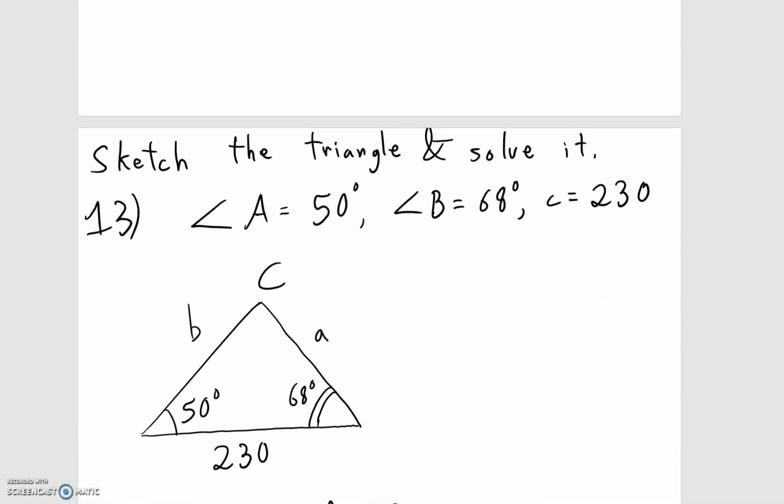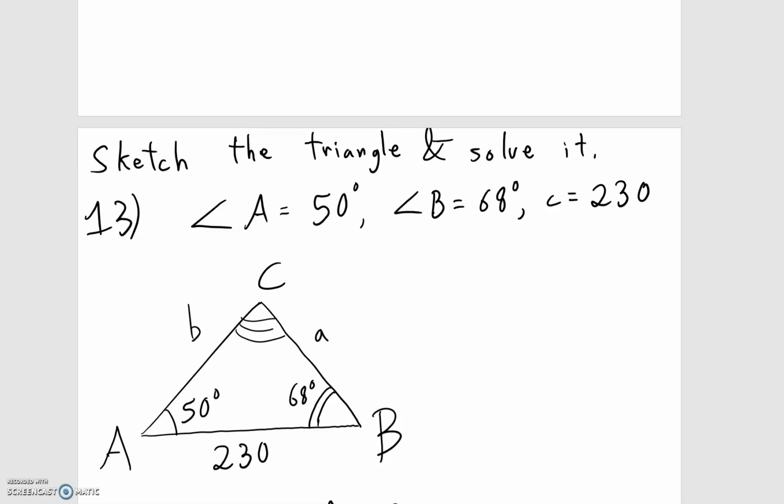So here's an example of a problem. You are asked to sketch a triangle with the given information and to solve it. Once again, to solve a triangle, this means you need to find all of the angles and all the sides. In this problem, you're given angle A is 50 degrees, angle B is 68 degrees, and little c is 230. So the side opposite angle A is little a, the side opposite angle B is little b, and the side opposite angle C is 230.